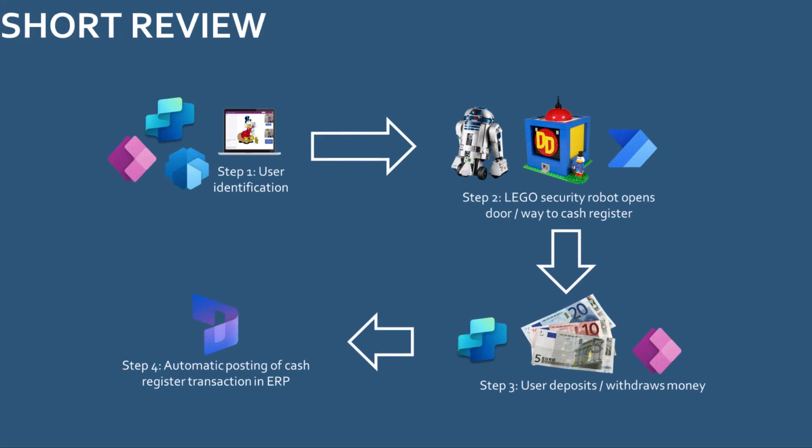So in the first post, I showed you something with my Lego robot and how people were taking out money from our cash register. So it started, the people had to identify themselves. Then the robot opened the door for people that were allowed to withdraw money or take money. Then we took the money and then we did an automatic posting in our ERP system so that the accounting is correct.